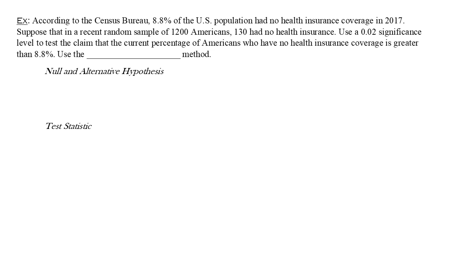So let's walk through an example. According to the Census Bureau, 8.8% of the U.S. population had no health insurance coverage in 2017. Suppose that in a recent random sample of 1,200 Americans, 130 had no health insurance. Use a 0.02 significance level to test the claim that the current percentage of Americans who have no health insurance coverage is greater than 8.8%. And again here, I'm going to use the p-value method.